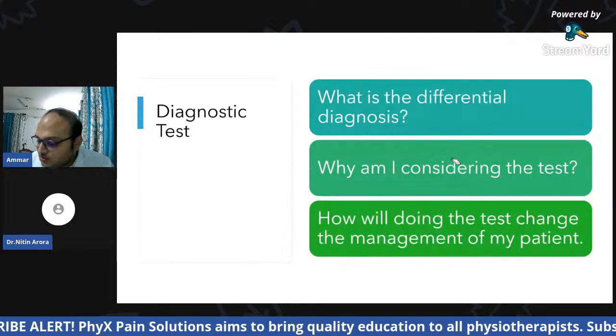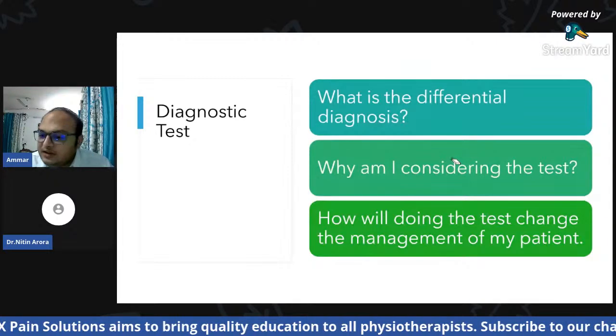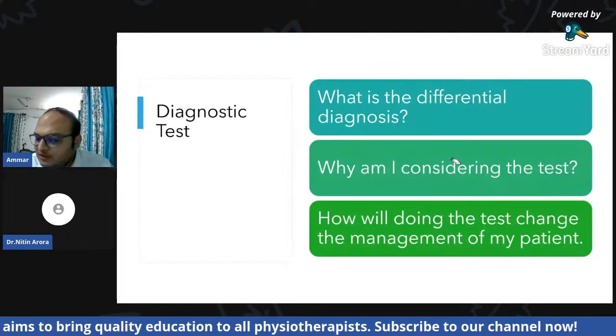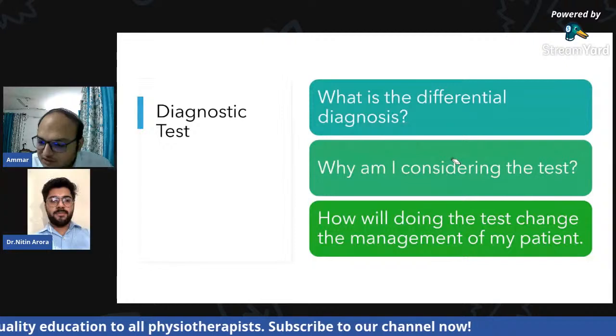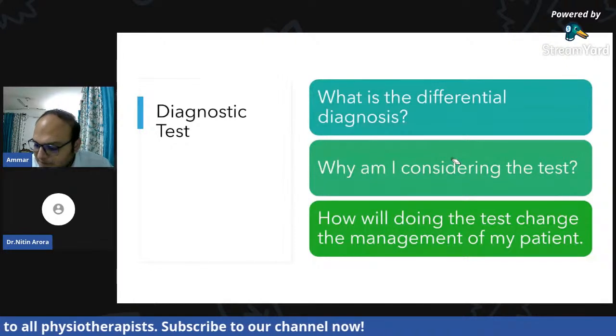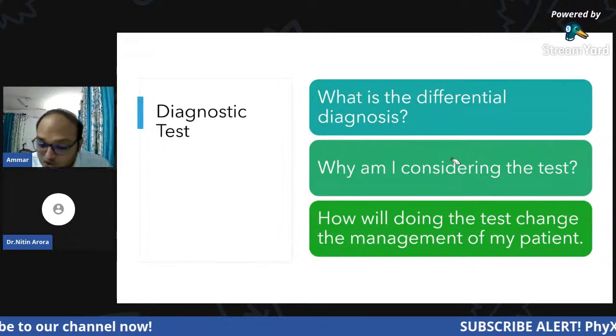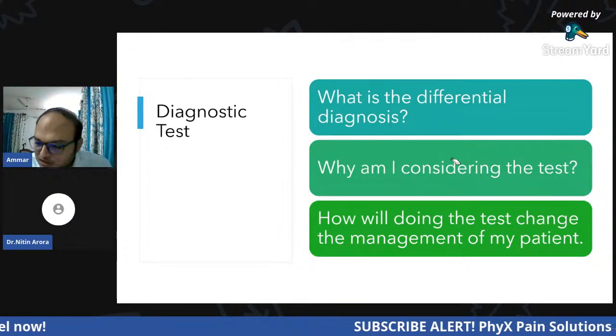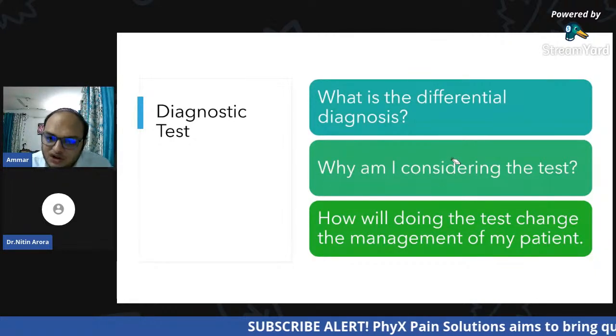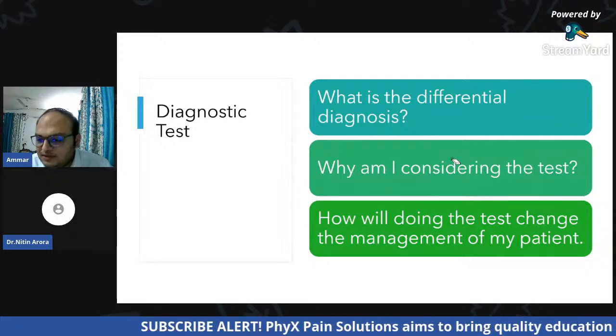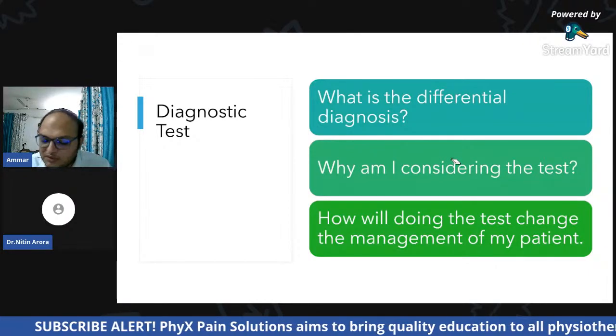Use tests, but with attentiveness. We are not saying we will not use it. Sometimes they are very useful. Acute injury, fracture injury, suspecting a concurrent fracture. I'm not saying don't use it. Use it, but with attention, with caution, relating with the patient. Don't just use it randomly, like whoever comes, get an MRI done.